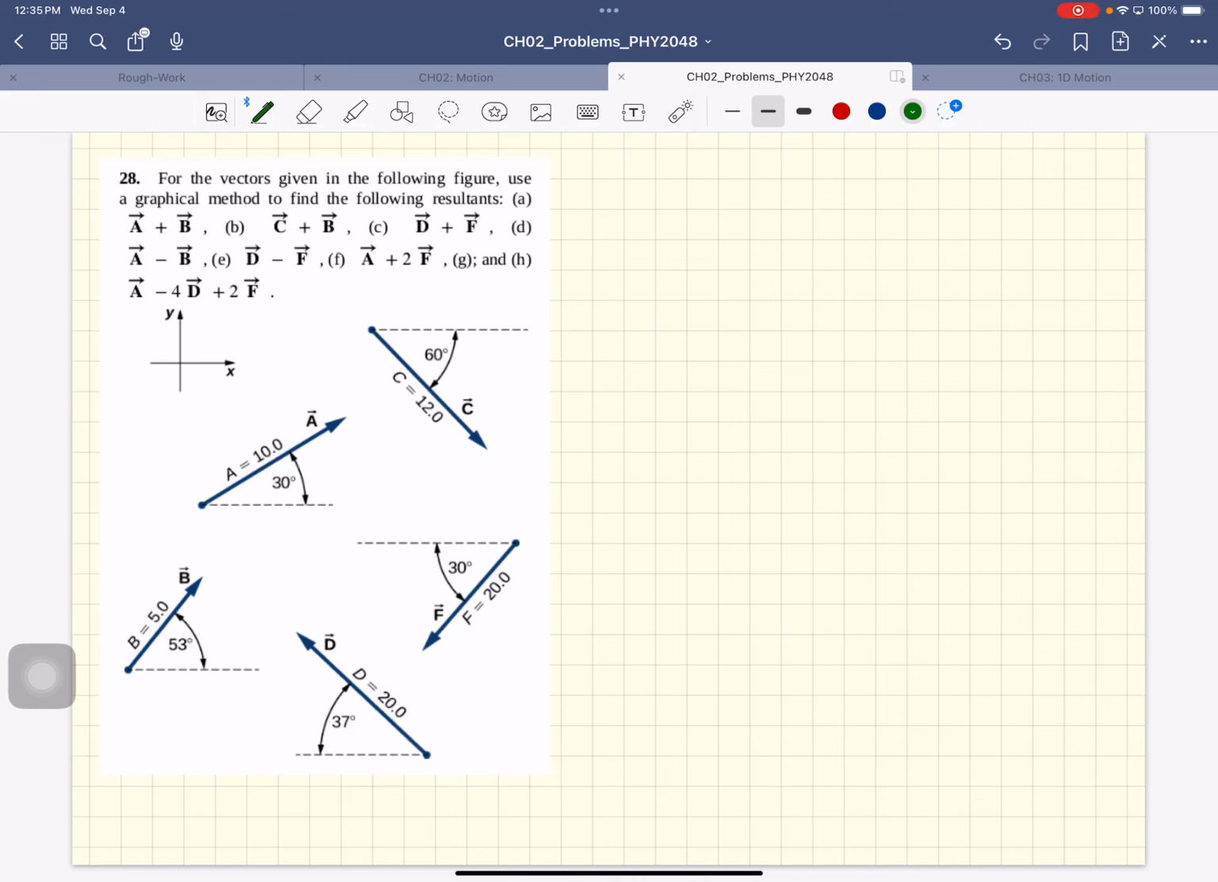All right, so this problem says for the vectors given in the following figure, use a graphical method to find the following results. Now it says graphical method, but we'll change the problem. We'll do it algebraically. That's how you will really be solving problems. So let's do it that way, and we'll take the hardest one. We'll do this one.